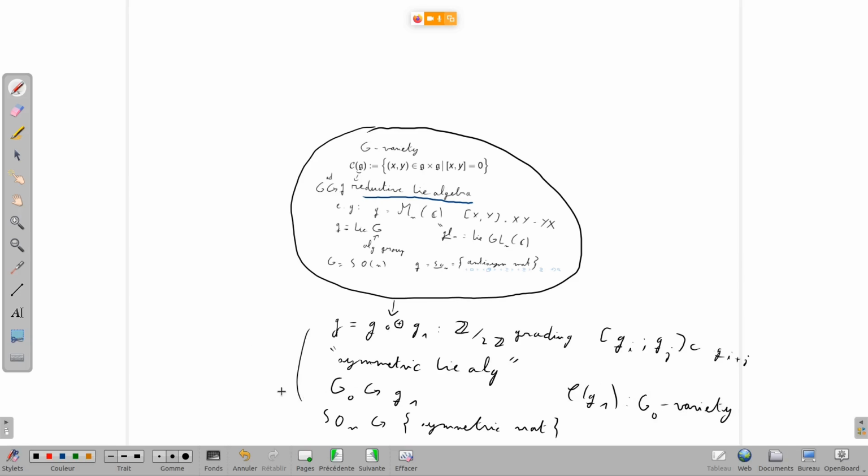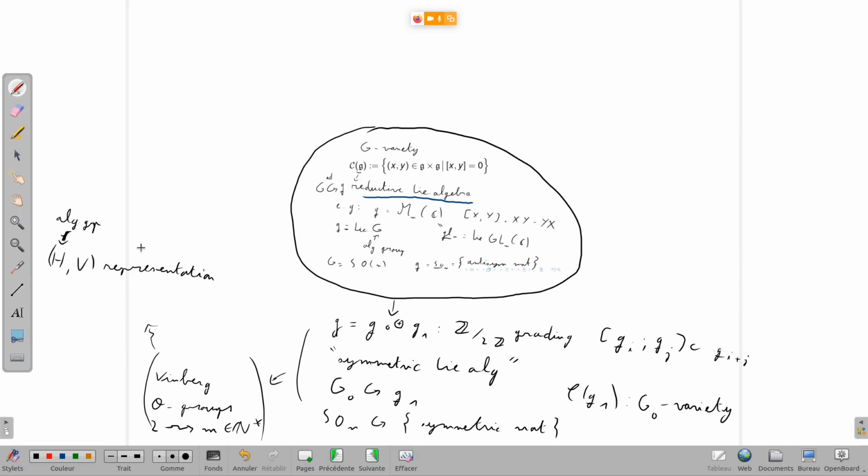Okay, one more step of generalization, one intermediate step first. You can think of Vinberg theta groups, where basically you replace the 2 in the Z2 grading by an arbitrary m. I will not speak much about it. And one more step of generalization is to consider a representation. So here H is an algebraic group, and V is just a vector space equipped with a linear action of H.